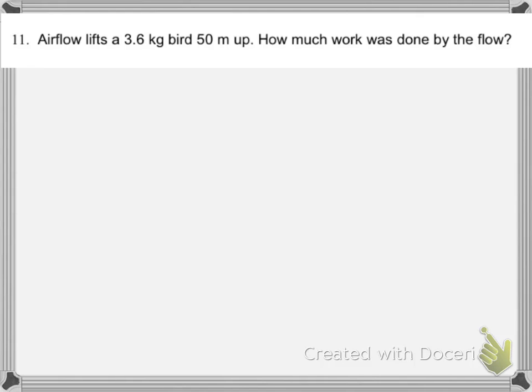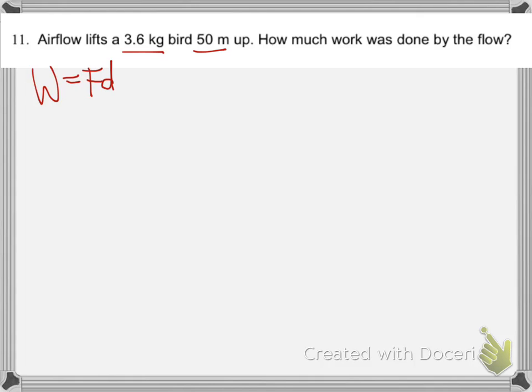And lastly, number 11, airflow lifts a 3.6 kilogram bird up 50 meters. How much work was done by the flow? So we know that work equals force times distance. We have our distance, but we do not yet have our force. They just give us a mass.